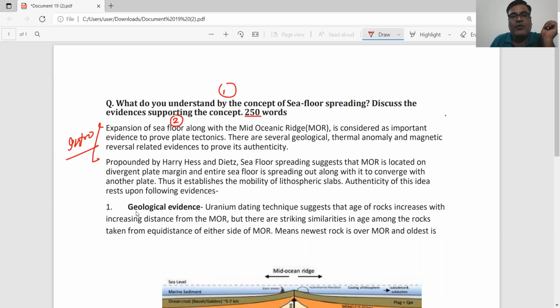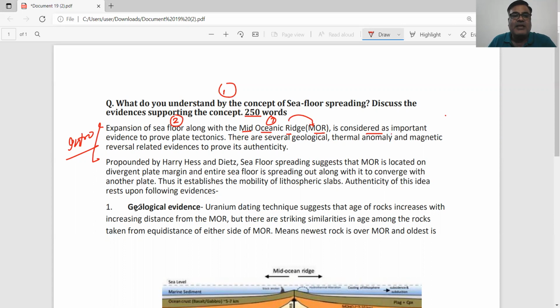expansion of the sea floor along with the mid-oceanic ridges, that is MOR. Now, since mid-oceanic ridge is 3 words, once again, in the answer sheet the space limit is there. So that's why I have only mentioned that I will be writing MOR instead of mid-oceanic ridge. And now I will be using the same. This is the art of writing.